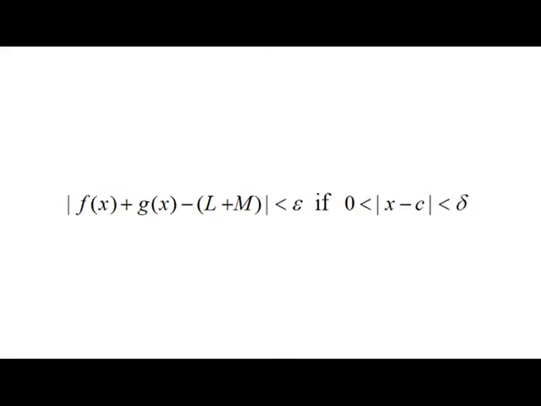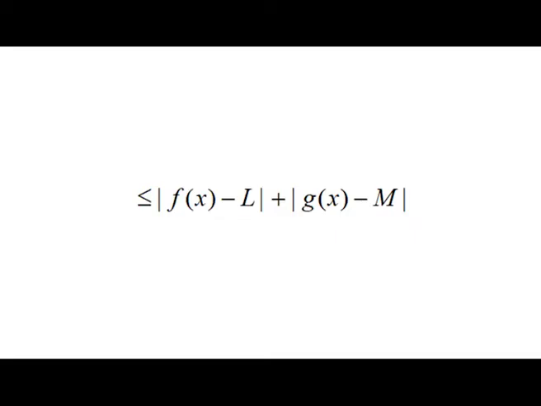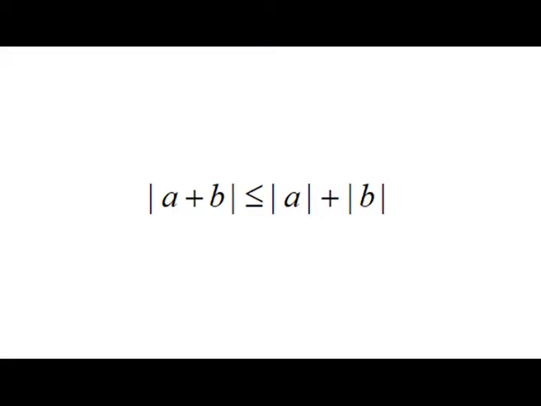We want to find a positive number delta such that for all x, |f(x) + g(x) − (L + M)| < epsilon if 0 < |x − c| < delta. Now, |f(x) + g(x) − (L + M)| equals |(f(x) − L) + (g(x) − M)|, by regrouping the terms, which is less than or equal to |f(x) − L| + |g(x) − M|.